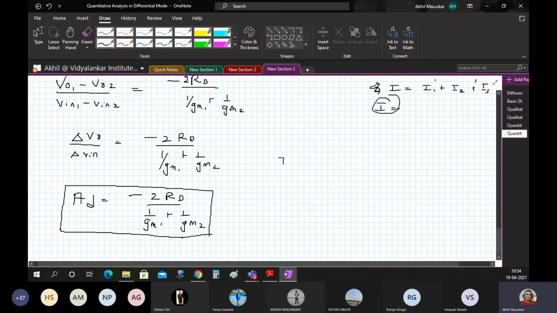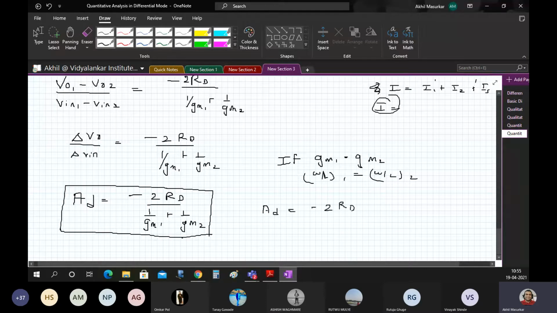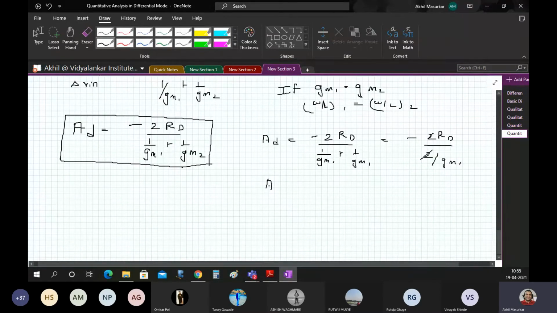Now here there could be a condition, if GM1 is equal to GM2, and that is likely to happen if W by L of 1 is equal to W by L of 2, then AD is equal to minus 2 times RD upon 1 by GM1 plus 1 by GM1, that would be minus 2 RD upon 2 by GM1. So this 2 gets cancelled, and we will get AD is equal to minus GM1 RD, or you can write minus GM2 RD.